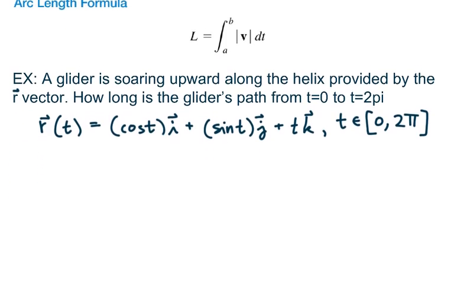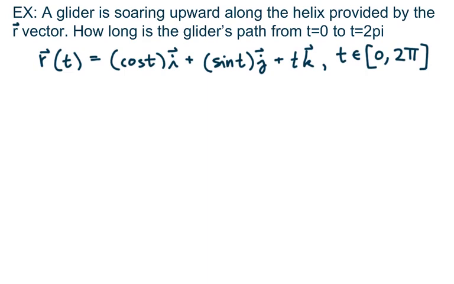Here I've brought in an example. We have a glider soaring upwards along a helix provided by this r vector: r of t equals cosine t i plus sine t j plus t k. We want to know how long the glider's path is on the interval from t equals 0 to 2 pi. Thinking about what we just mentioned, the arc length is the integral from a to b of the magnitude of the velocity vector with respect to t. So the first thing we need is that velocity vector.